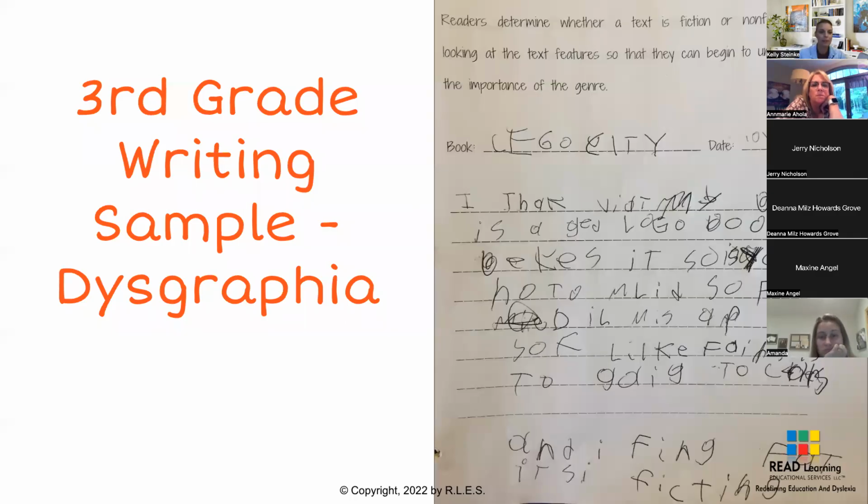Here's a writing sample, student who had dysgraphia. Some things to notice. Okay, the margins are floating off the side of the page. We've got letters flipped upside down. So that should say Lego. The E is upside down and backwards. We got high frequency words spelled incorrectly and capitals mixed in where they shouldn't be. Your K is capitalized, your B is capitalized.